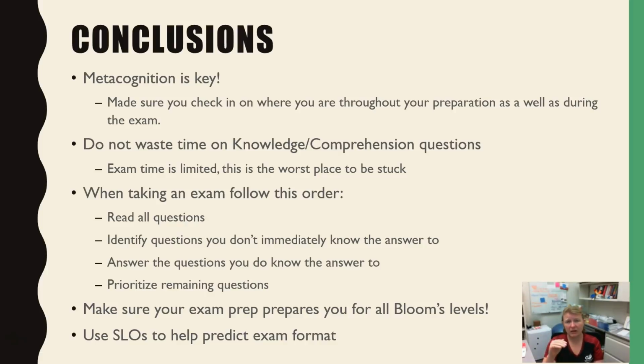Identify the questions you don't know immediately. Circle them, write down the number, whatever it is. Answer the questions you do know the answer to. And then come back to the ones you didn't know the answer to and prioritize based on Bloom's. Start with the ones you have a shot at being able to reason out or understand, moving towards the ones where it's just going to have to be whether or not you can jog your memory or not. Make sure you exam prep for all Bloom's levels. Don't just get stuck on knowledge comprehension because then you're going to be unprepared for any analysis application type questions.